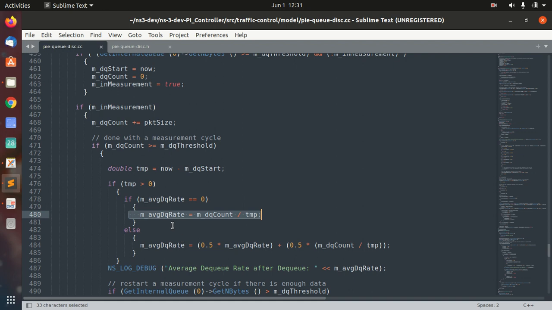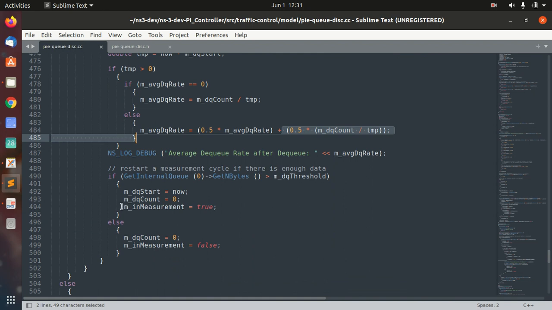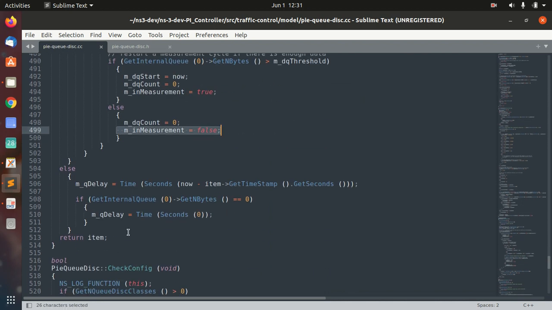If the average DQ rate was already calculated with some value, then it takes the average of the old average DQ rate plus half of the current calculated DQ rate. And again it checks if it is still in the measurement cycle, then again keep on entering the measurement cycle to update the average DQ rate. If this condition fails, when the queue size is less than or equal to the DQ threshold, then simply disable the measurement cycle and come out from the state.